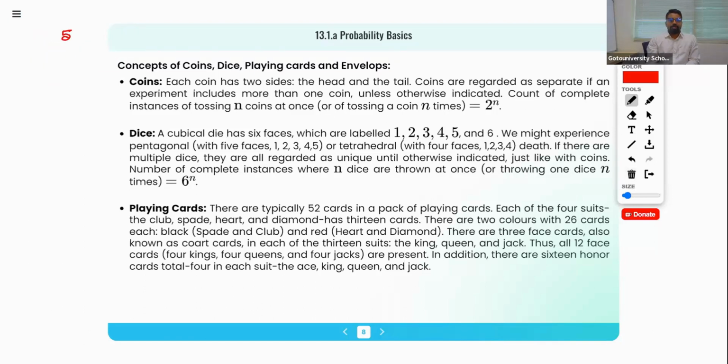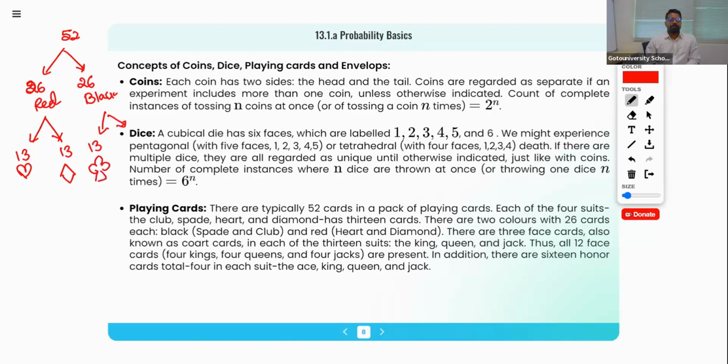Out of the 52 cards, we can classify them into two colors. We have 26 red cards and 26 black cards. In the red cards, we have 13 hearts and 13 diamonds. Am I right? And similarly, in the black cards, we have 13 clubs and 13 spades, right? So these are 13 cards each.